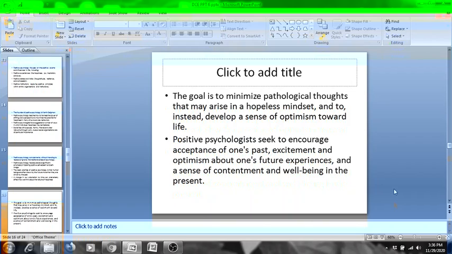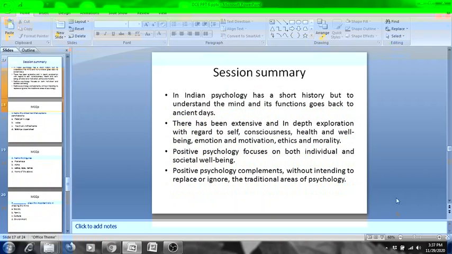The goal is to minimize pathological thoughts that may arise in a hopeless mindset and to instead develop a sense of optimism toward life. Positive psychologists seek to encourage acceptance of one's past, excitement and optimism about one's future experiences, and a sense of contentment and well-being in the present.